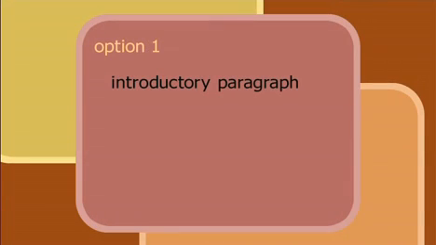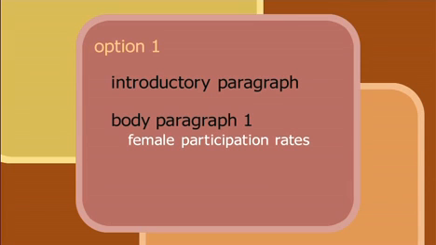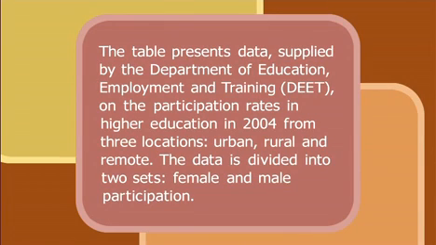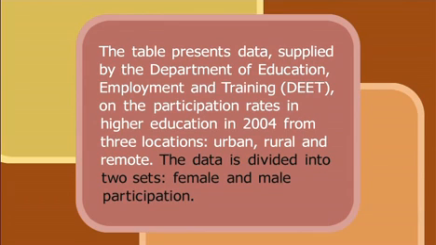So let's review and take an overall look at the essay we're creating. Let's say we've decided to go with option 1. Remember, that was an essay with 2 body paragraphs, one describing female participation rates for the 3 locations and one describing male participation rates. So let's start with our introductory paragraph. We might write, the table presents data supplied by the Department of Education, Employment and Training on the participation rates in higher education in 2004 from 3 locations: urban, rural and remote. The data is divided into 2 sets, female and male participation. Notice our second sentence tells the reader that the data will be presented according to female and male participation rates.